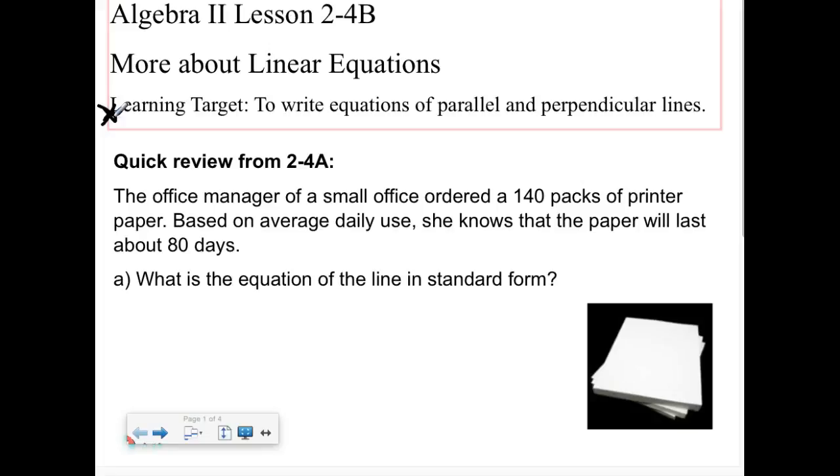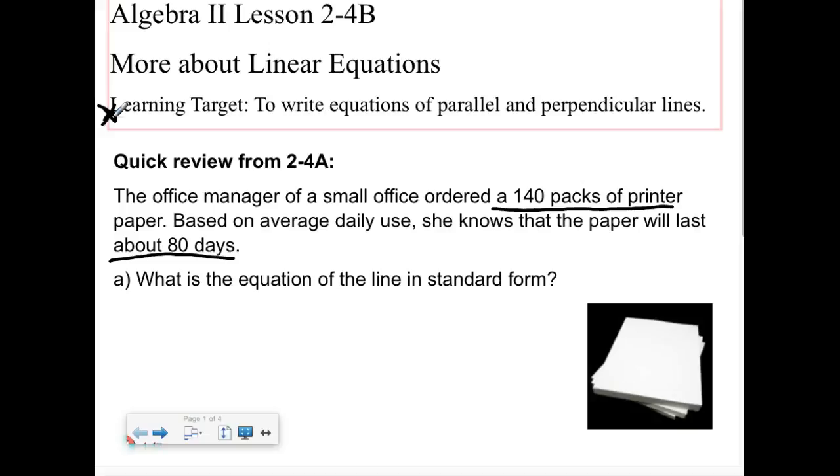But first, what we're going to do today is review what we did yesterday. We're going to review some stuff with standard form and point slope form. So right now I'm reading this word problem. It says the office manager of a small office ordered 140 packs of printer paper, and based on average daily use, she knows that paper will last about 80 days.